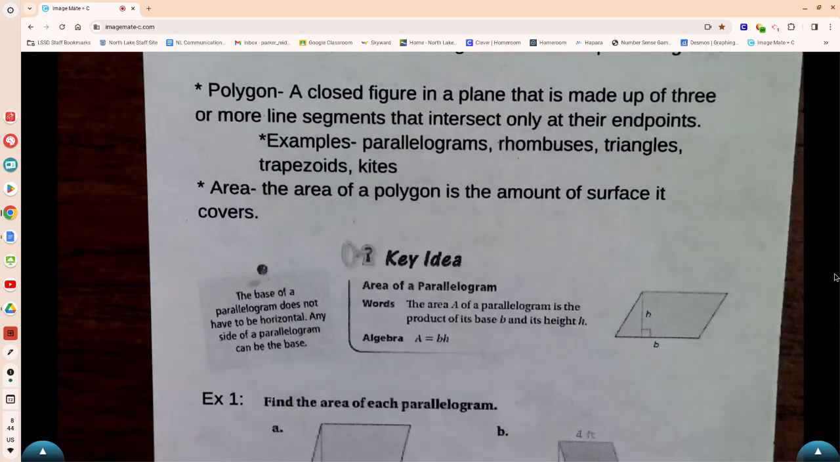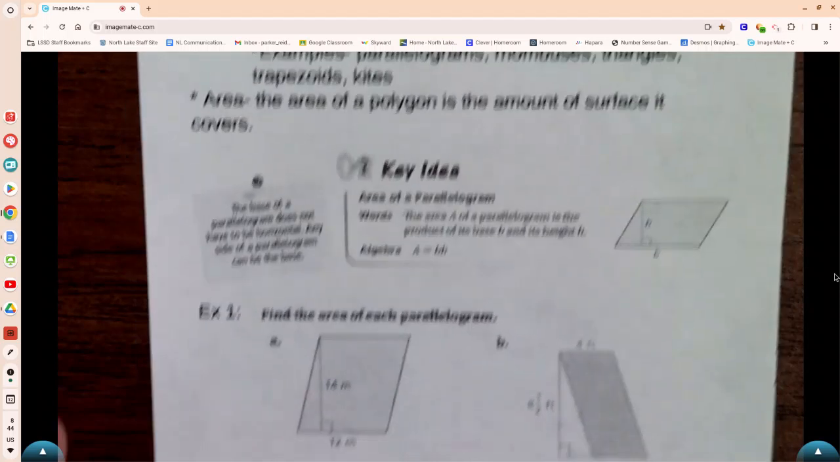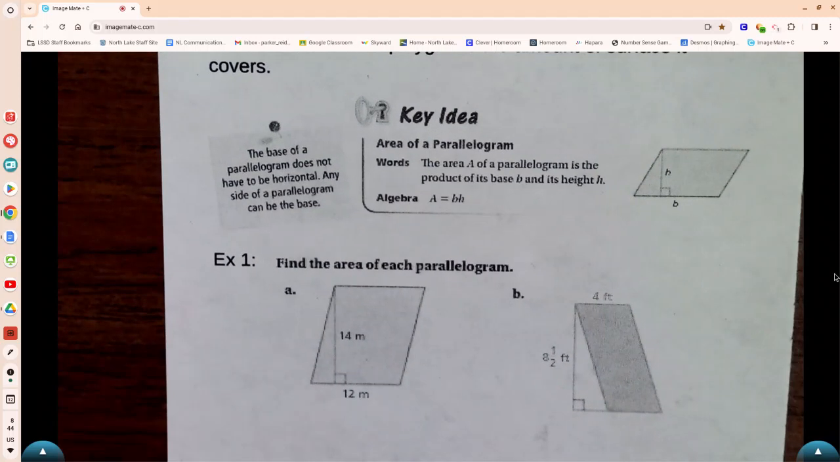And then the area of a polygon is the amount of surface that it covers. So you guys learned in 5th grade and previously, when you have a rectangle, it's like the space inside that rectangle. The space that it covers is its area. Does anybody remember how to find the area of a rectangle before we go into our new area today? Logan? Yeah, because in a rectangle, it's a 4-sided figure. We multiply the length times the width.